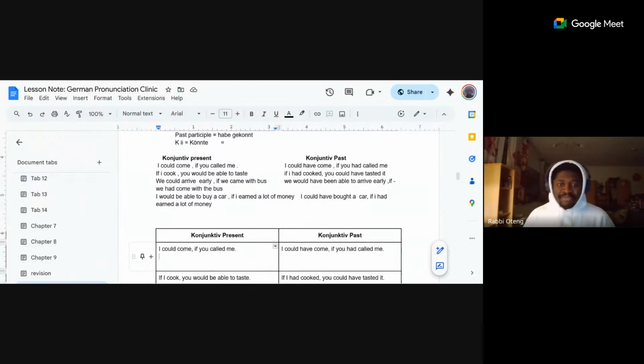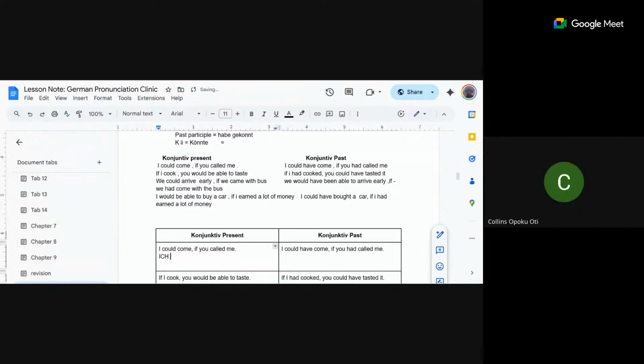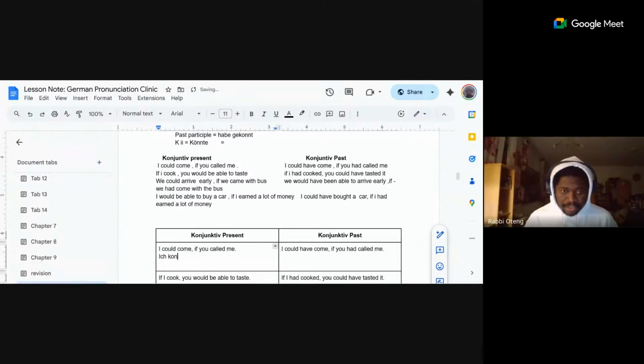So let's say with the present, "I could come if you called" would be what? Ich könnte kommen. Always be mindful when you write sentences where "could" means something may be able to happen, we are talking about the conjunctive. Be mindful to add the umlaut to the o. If you write the sentence without the umlaut, you are talking about the past, in the indicative. So ich könnte kommen, just like other verbs. I could come, ich könnte kommen.